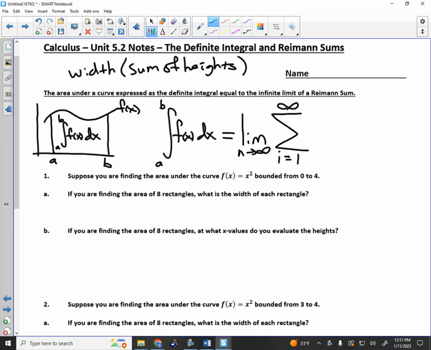The sum of what? The sum of the heights. Remember how we found the heights? We plug the x values into the function. So we take x of i and we plug it into the function. So this says the sum of the heights of the rectangles. How many rectangles are there? There's an infinite number. And then we need to multiply it by the width. And the width is delta x.